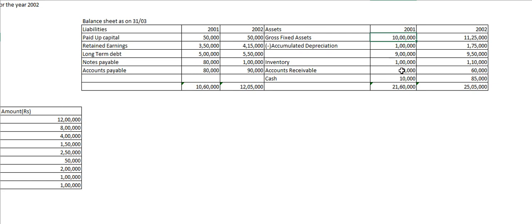Now you have your inventories and accounts receivable, which are your current assets. If the current asset decreases, you will add it. If the current asset increases, you will minus it. So if inventory has increased, you will minus it. Accounts receivable has again increased, so you will minus it. Cash is nothing but your opening and closing balance.